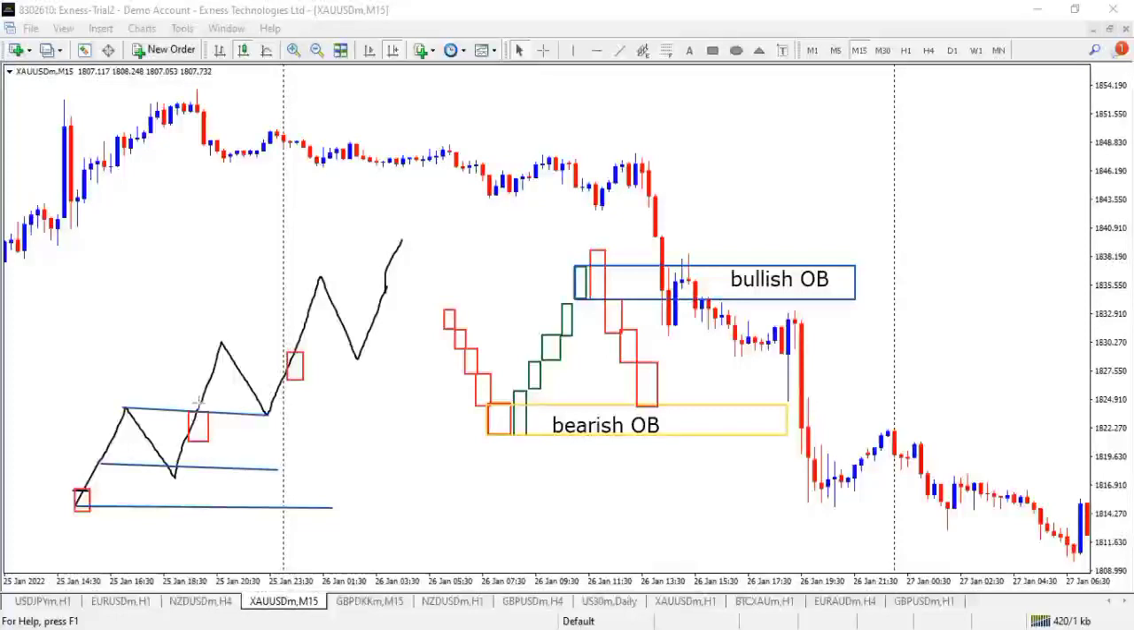You understand? So that's one good thing about order block, right? That's one good thing about your order block. So I hope I've done justice to order block now.